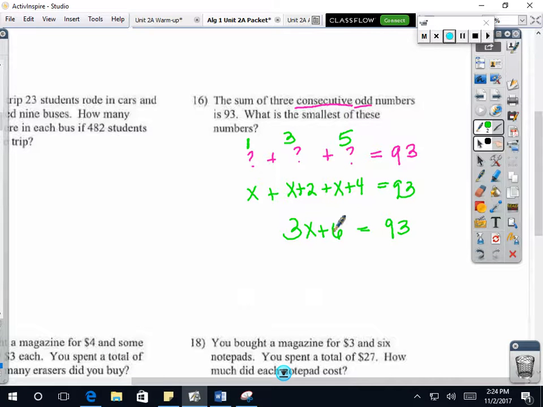I know. I said yes. Okay, but if they're even or odd, this is going to be the same thing every time. This is going to change according to the problem. So now to solve for x, we subtract 6, and we get 3x equals, and then what do we do?